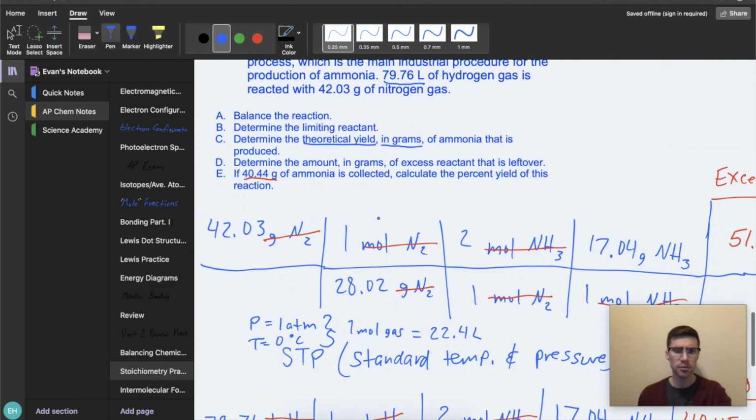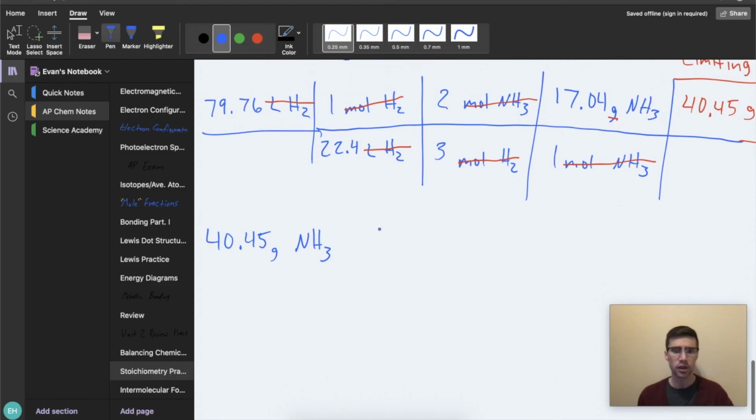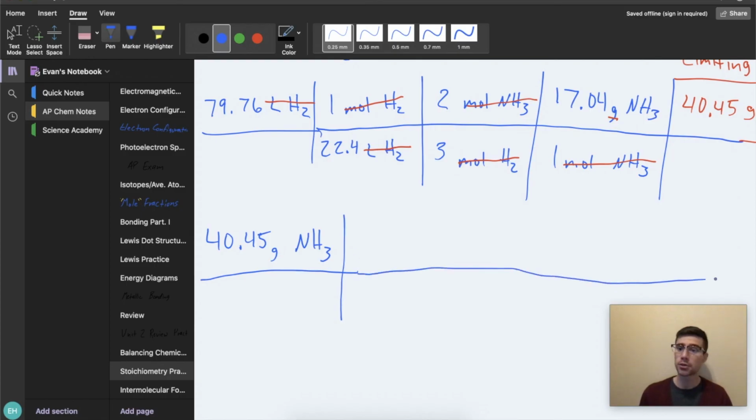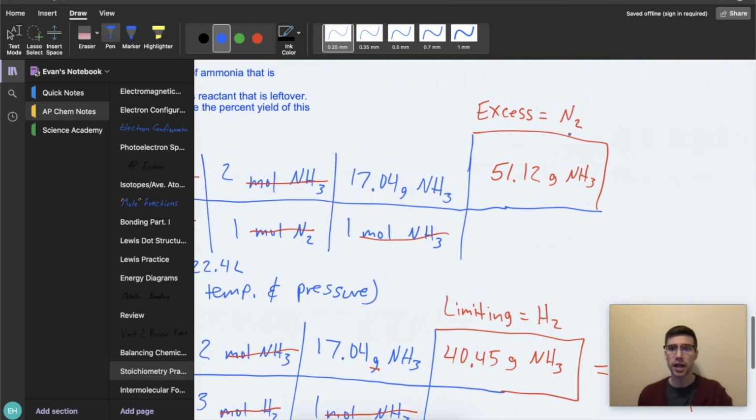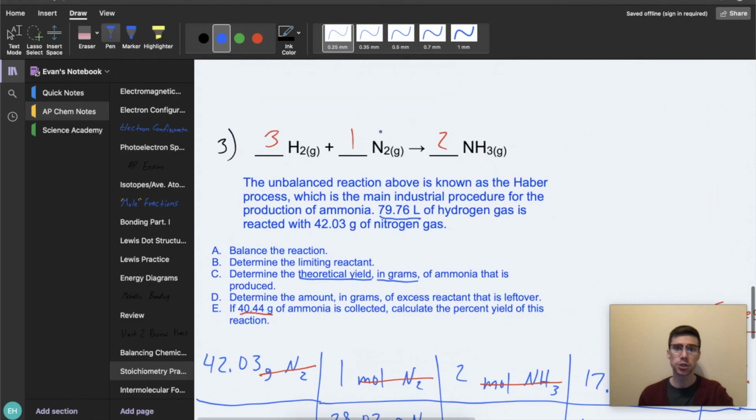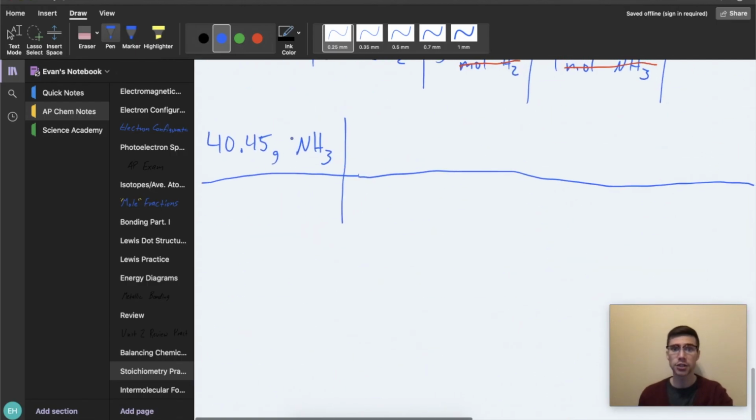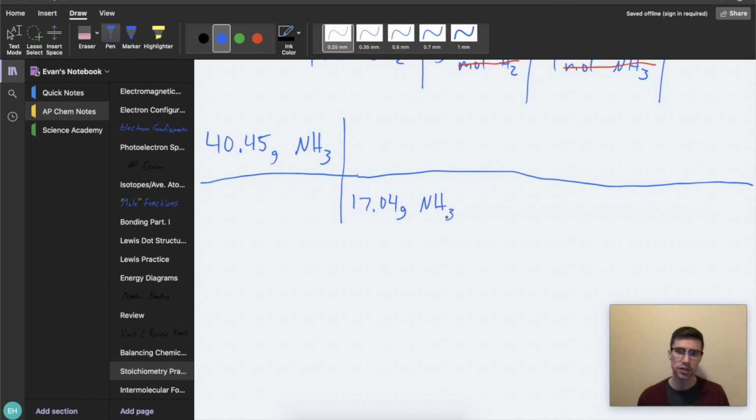So now I'm going to do a similar process, okay? If our theoretical yield is 40.45 grams of ammonia, then I can work stoichiometry backwards to figure out how much, since our excess reactant is nitrogen, how much nitrogen was required to actually produce this much. And then I can subtract that from how much we started with, okay? So again, just like we used up before, but now we need to divide instead of multiply. The molar mass of ammonia is 17.04 grams. So that's the same thing as 1 mole.